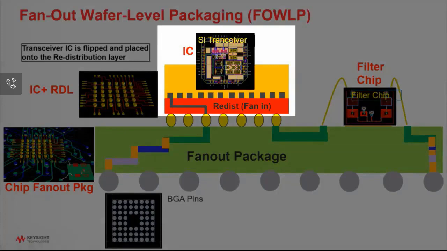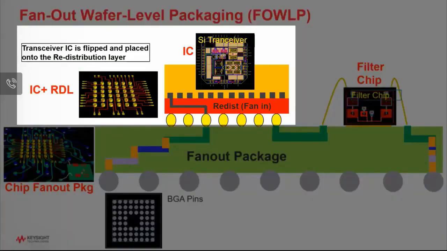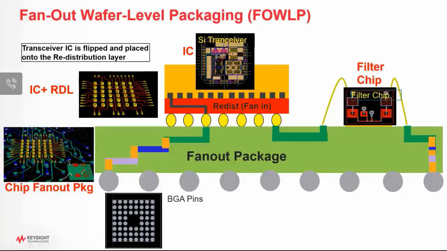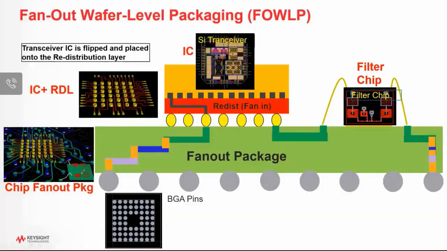The transceiver IC is flipped onto the redistribution layer, RDL, and both the transceiver and RDL are mounted bottom up on top of a fan-out wafer-level package and connected with solder balls. And here's the other GaAs IC mounted also on the package, but with bond wires. Now let me demo this in ADS and RFPro.